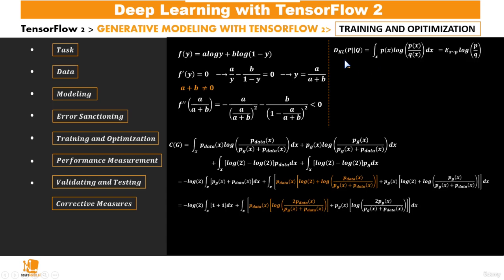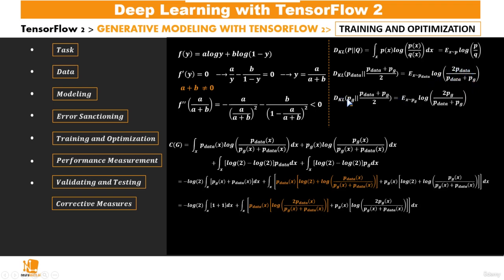Now we have the KL divergence. We could also rewrite it as the expectation of log of p divided by q, where x is taken from the distribution p. Now we have the KL divergence of p data with (p data plus pg) divided by 2, which will be given as the expectation, x from p data, of log of 2 p data divided by p data plus pg, and also the divergence of pg with (p data plus pg) divided by 2 to be the expectation of log of 2 pg divided by p data plus pg. We could see clearly how it's gotten from this. We just basically take this divided by this.